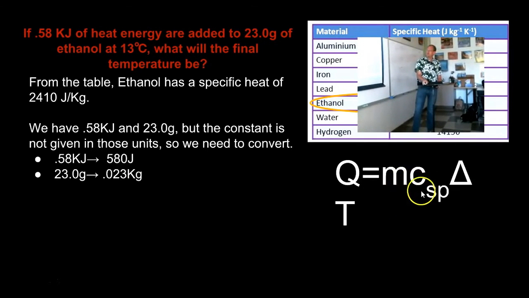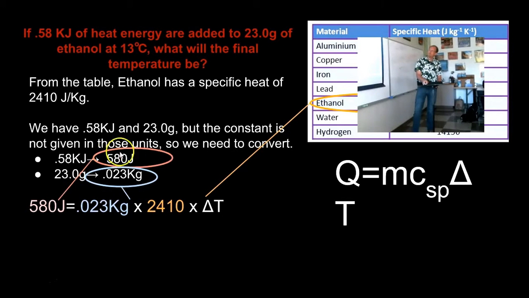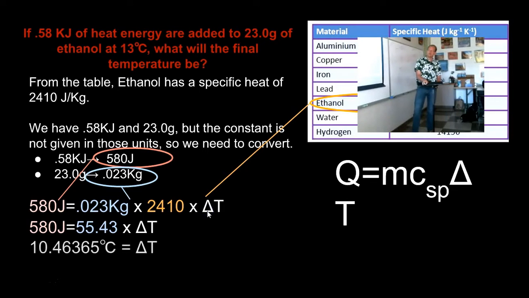Q equals m C_sp times delta T. Oh, sorry, it bled over. Somehow the font didn't like that size. Put everything in. Here's my value for C. Here's my value for Q. Here's my value for m. And then I'm just calculating delta T. Multiply it all across and divide to get delta T by itself. And I have a change in temperature of 10.46365 degrees Celsius. Okay? I need to correct for significant figures, so basically 10 degrees Celsius.